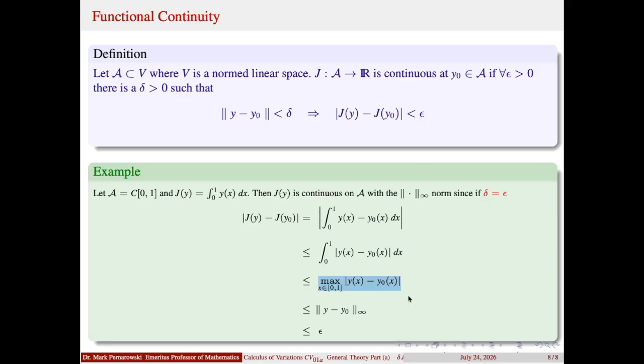That's nice, because the max of this difference is exactly what is meant by the infinity norm on the space of continuous functions. So again, if I pick an epsilon, this thing will be less than or equal to epsilon so long as the functions are close enough to each other, in the sense that this infinity norm is less than or equal to epsilon.